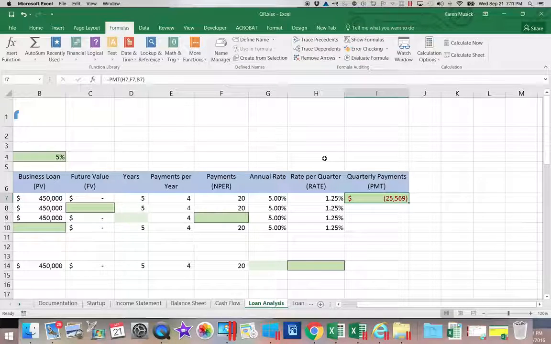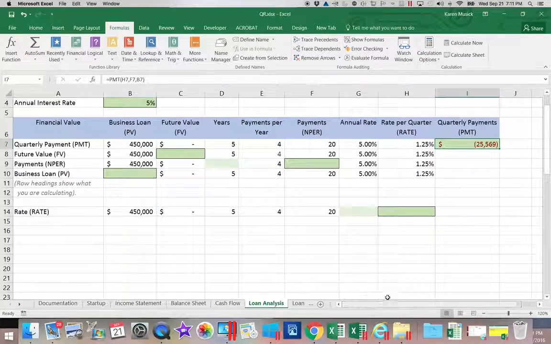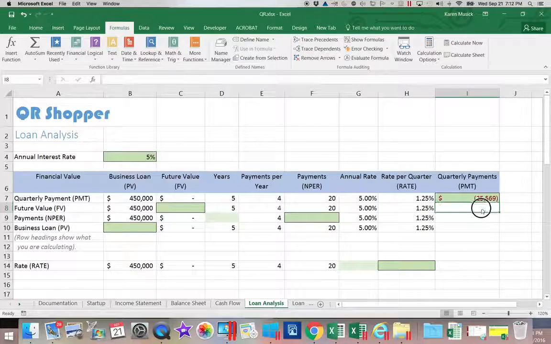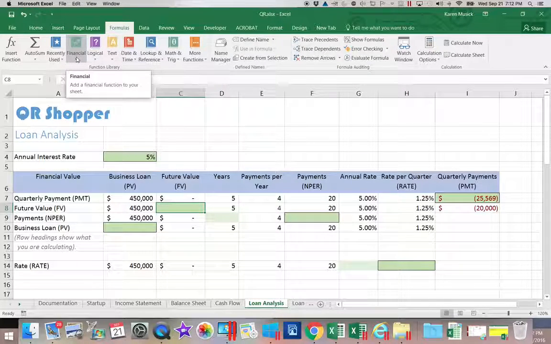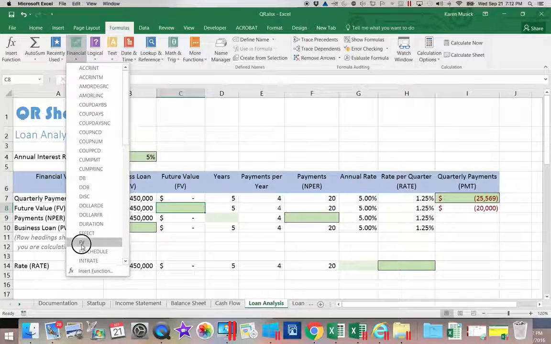Now let's say that the business owners thought, we don't think we can pay that much. So what would happen if we paid $20,000? How much would be left? Would we still owe? So we're going to change this to negative $20,000. And payment amounts are going to be shown as negative because they are an outlay of cash. So it always puts them negative. We're going to come over to the future value box and we're going to calculate that. So you're going to go to the financial button again, and you're going to choose FV, future value.